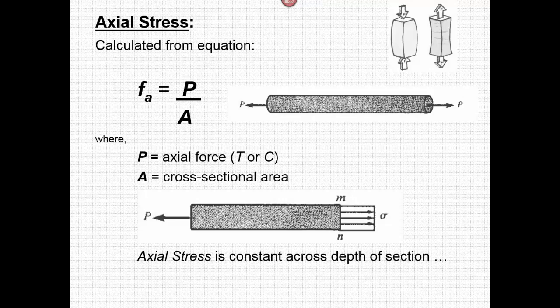First, let's break down axial stress. Axial stress is measured by the axial force P divided by the cross-sectional area A of the member. Note that the axial stress is the same throughout the entire depth of the section.